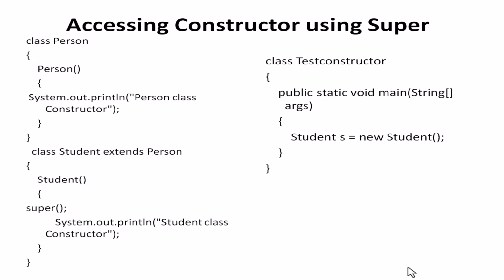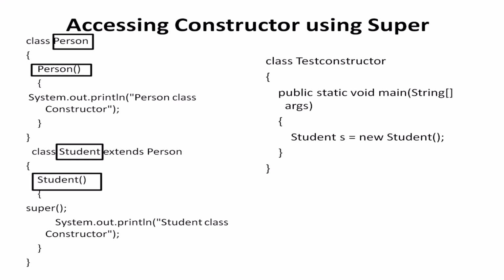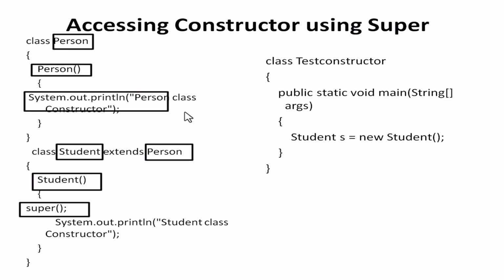Accessing constructor using super. Basically, a constructor has the same name as the class name. It is said to be a constructor. Person. Similarly, student is a class name. It extends person. It is using a student. Similarly, whenever you call just the super method, it calls the parent class. By this you can call the super class, which is person. So it is going to call the person class constructor.